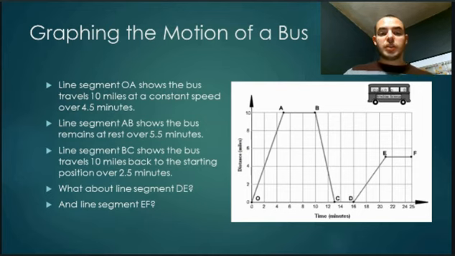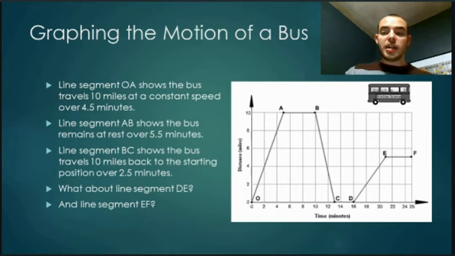This next graph shows the motion of a bus as it is driving. The bus starts at the bus station and then begins to travel over line segment OA. This line segment shows that the bus travels 10 miles at a constant speed over 4.5 minutes. The bus then stops and remains at rest, doesn't move anywhere, for 5.5 minutes, shown by line segment AB.